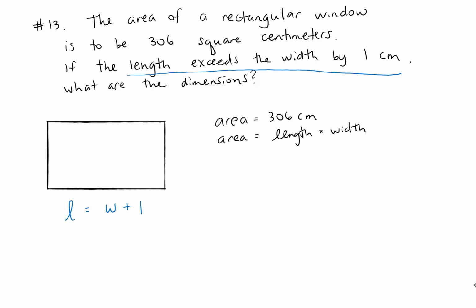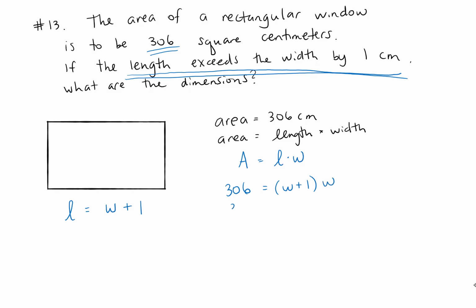Now we also have a formula here. Like I said, we have area is equal to length times width. I'm going to write it in initials. And now I'm going to take the values that I've gotten in the question, the 306, and this value given by this part of the sentence. I'm going to make substitutions in. So instead of area, I'm going to write 306. Instead of length, I'm going to write w plus 1. And then that's times w.